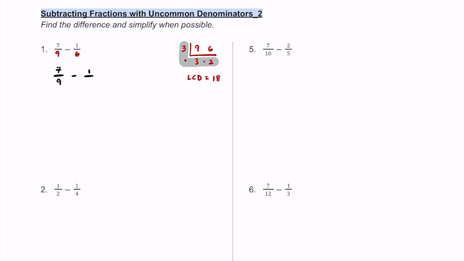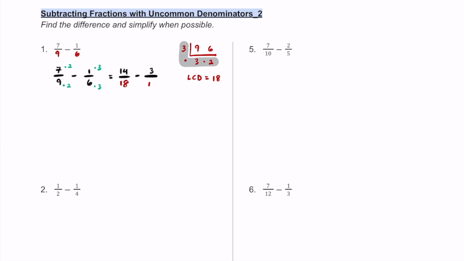So we have the 7/9 and we have 1/6. Now let's see, how can we make this 18? This one's going to be times 2 over 2, and this one's going to be times 3 over 3. So 7 times 2 is going to be 14, so we have 14 over that 18. And we're going to go ahead and subtract, let's see, 1 times 3 is going to be 3, so we have 3 over 18.